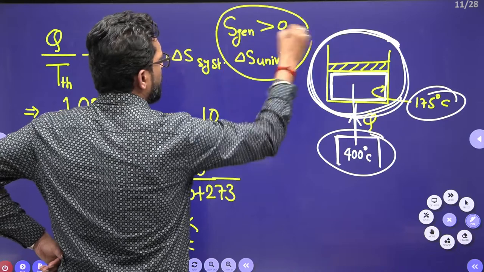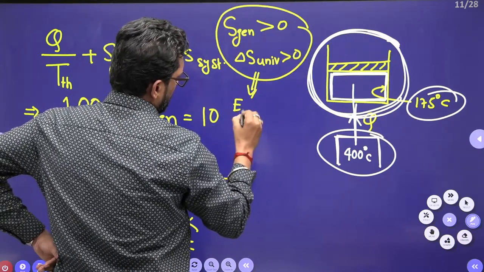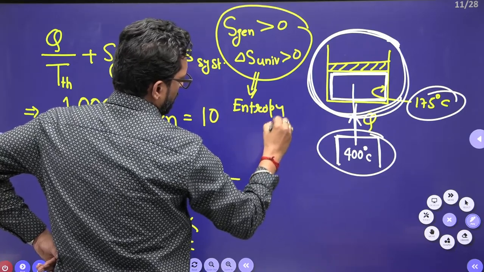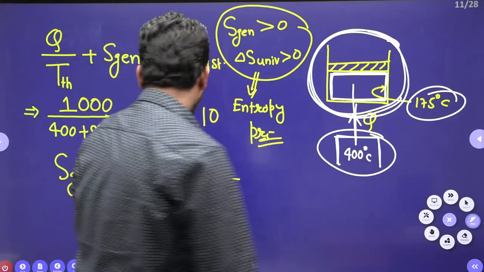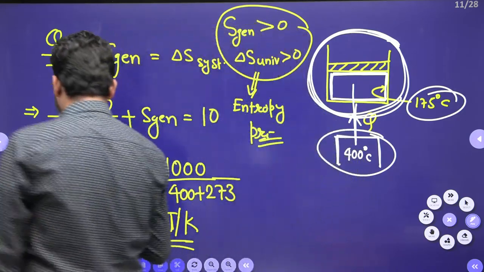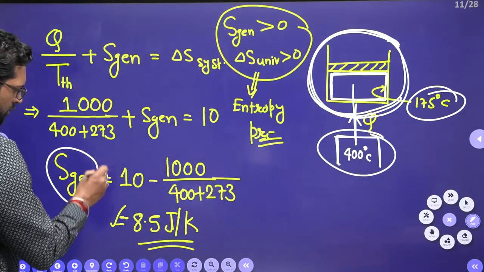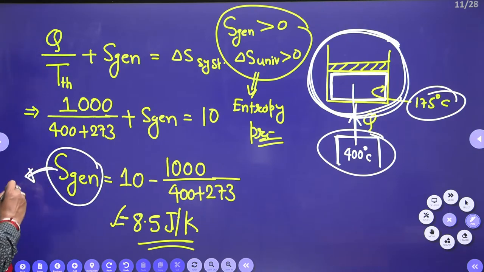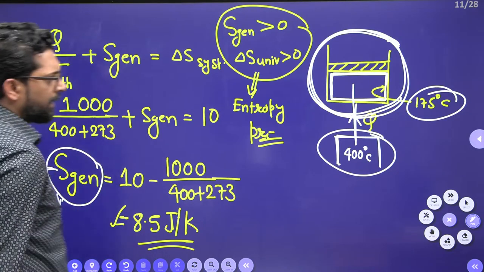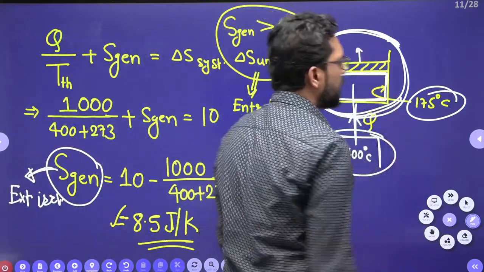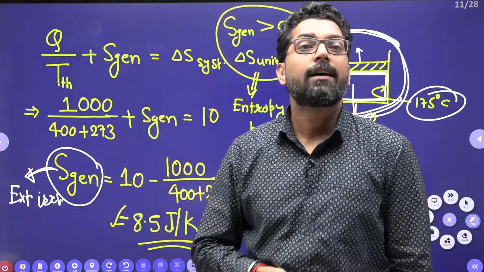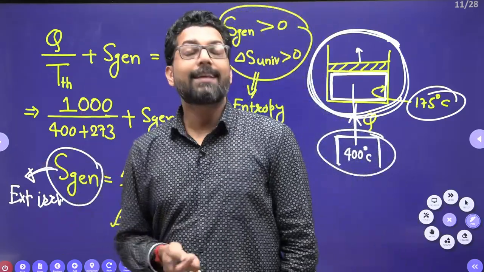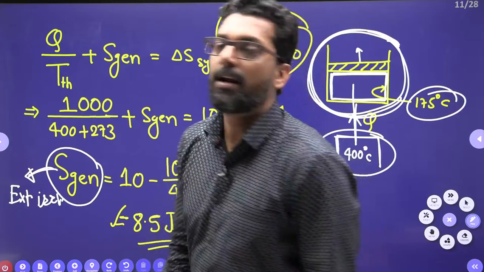This is called the entropy principle. So this is your generation, and this generation is caused due to external irreversibility. Why? Because it is internally reversible. So the generation is caused either due to internal irreversibility, or total irreversibility. Okay.